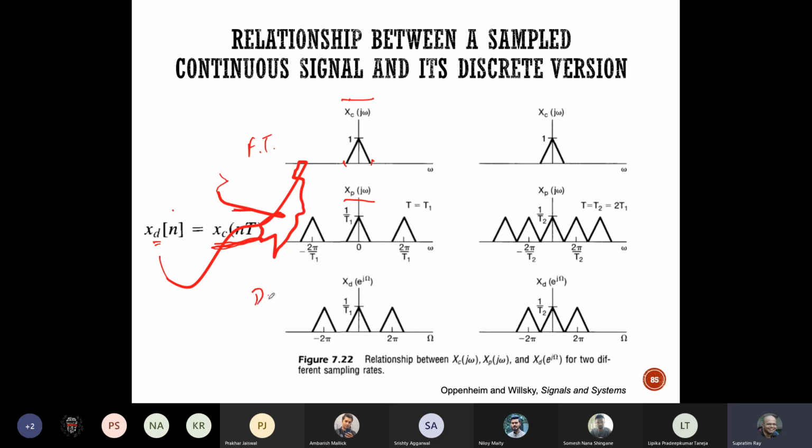Then the discrete time Fourier transform of the samples will look similar to this, except they will be separated by 2 pi. So this is the relationship between the original signal, the sampled version of that, and the discrete version of that for two different sampling rates. Please take a moment to digest this. This is the take of several classes worth of stuff.